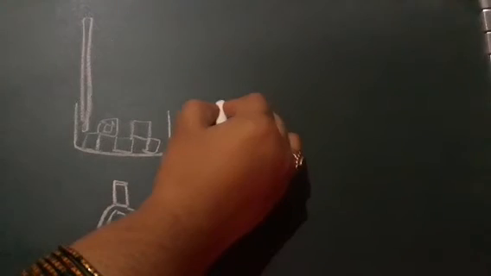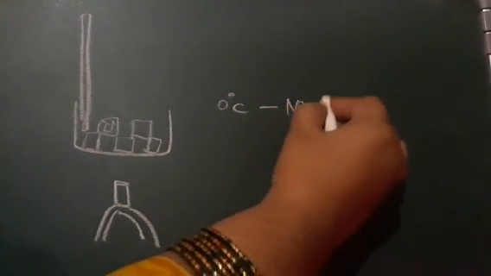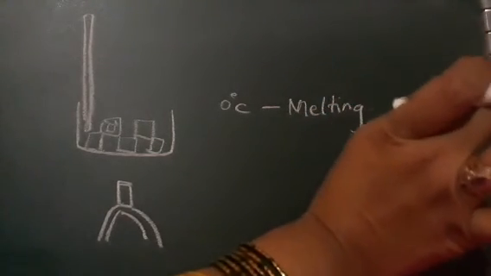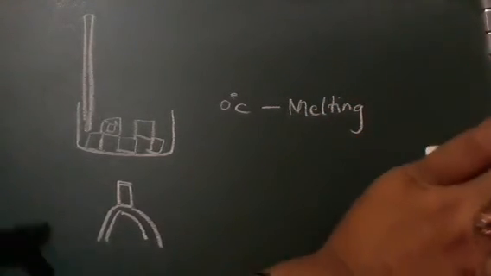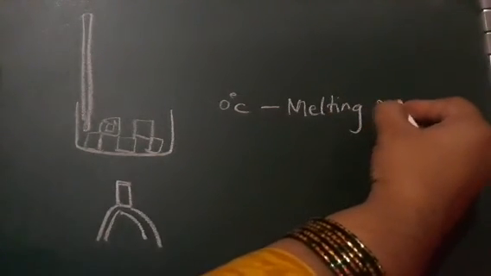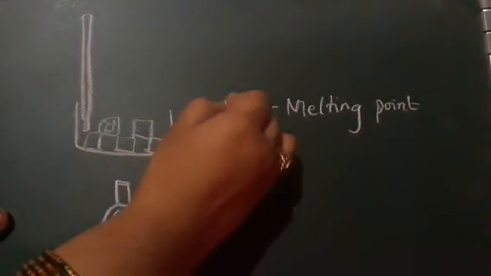So that is called 0 degrees, it is at 0 degrees. So this is called the melting point. That is, the temperature remains constant and is not changing for some time. So that is called the melting point, and you can mark it as 0 degrees.